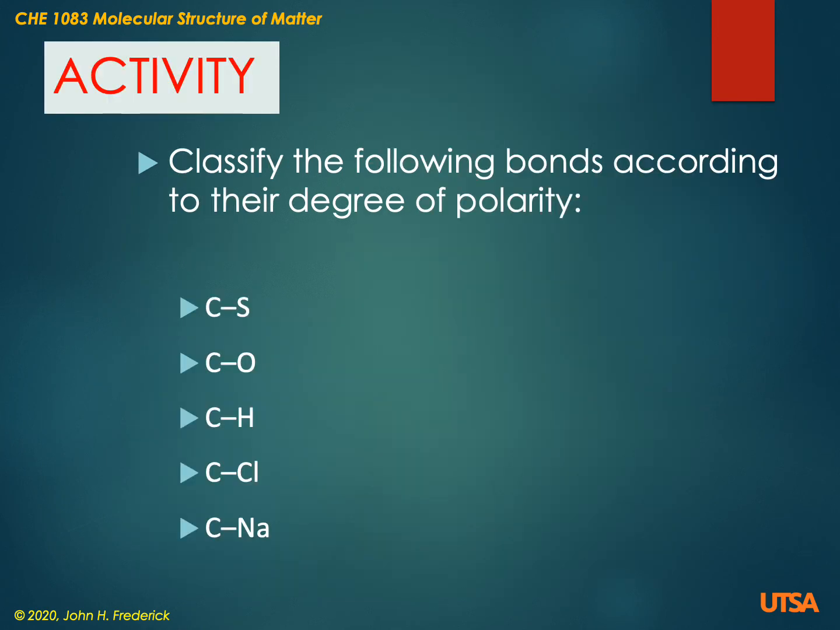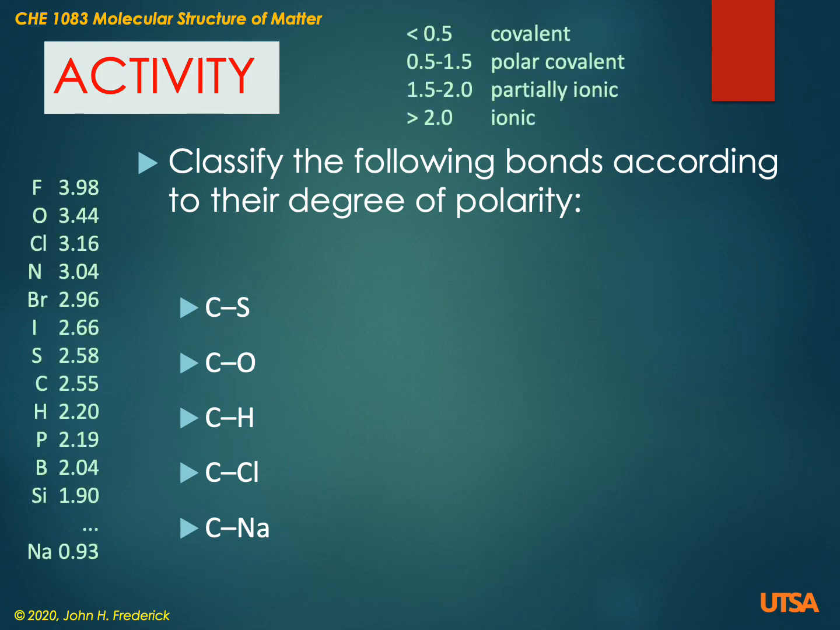So as an exercise, I'd like for you to try classifying the following bonds according to their degree of polarity. Now to help you, I'm going to provide you with both the Pauling electronegativities of these elements as well as the rough guide that we have created on the previous slide. So take a chance, pause the video here, and come back and we'll discuss each of the bonds. All right, I hope you've had a chance to do this. Let's look at each of these bonds.